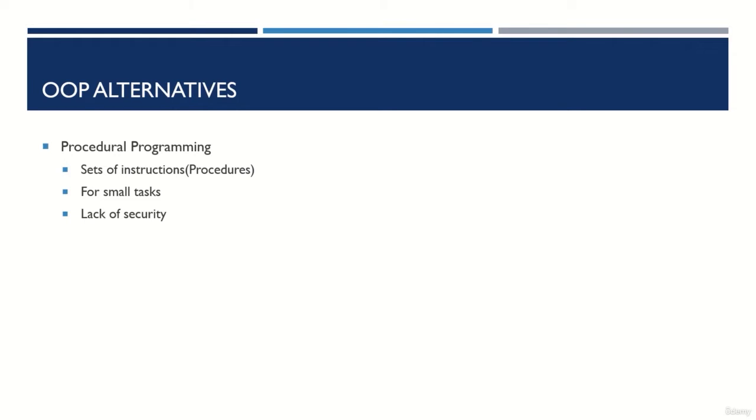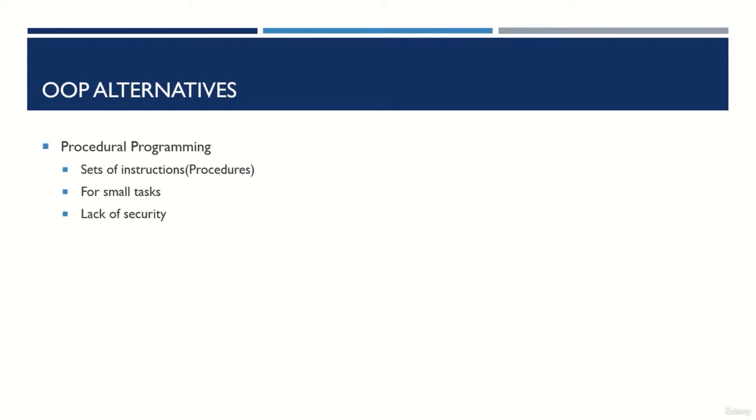In procedural programming, you type sequences of instructions or sets of instructions to be executed. This alternative involves writing down a set or a list of instructions or procedures to tell the computer what it should do step by step to finish the task at hand. That's all about it. In addition, this type of programming is used for small tasks and it lacks security.